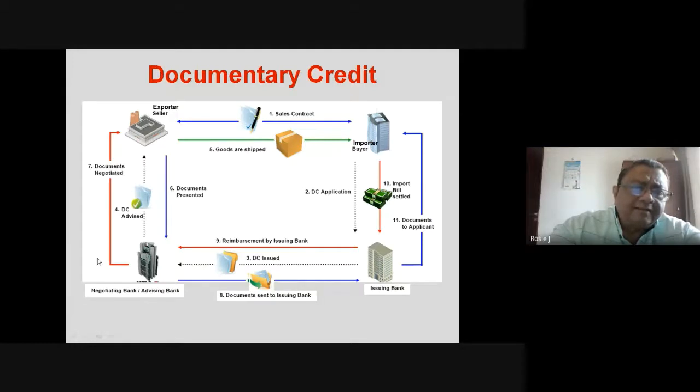This part, let us keep for the moment. Don't worry about this. Just assume that number 7 did not happen. I'll explain document negotiation later. For the moment, just forget it. Then at number 6, documents are presented, and we are leaving number 7 out. Then the documents are going to the issuing bank.